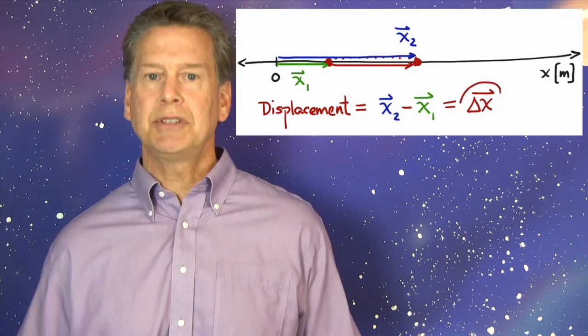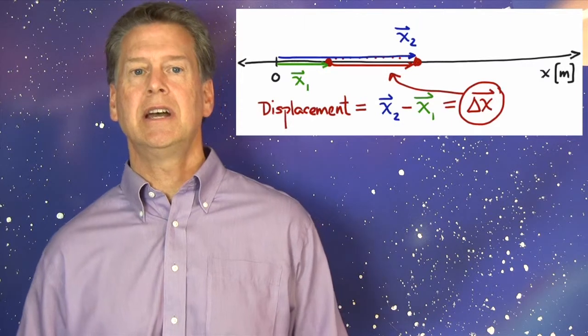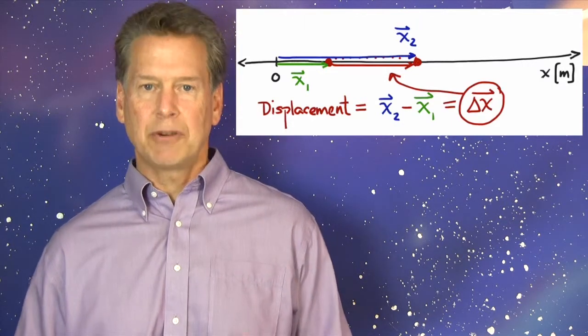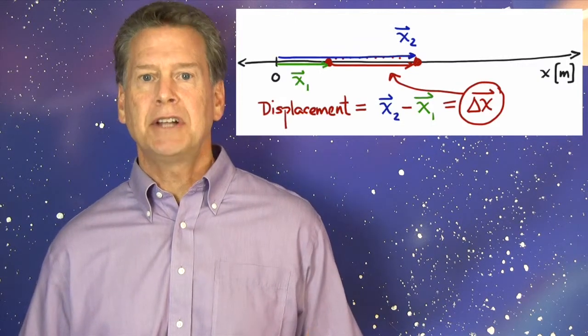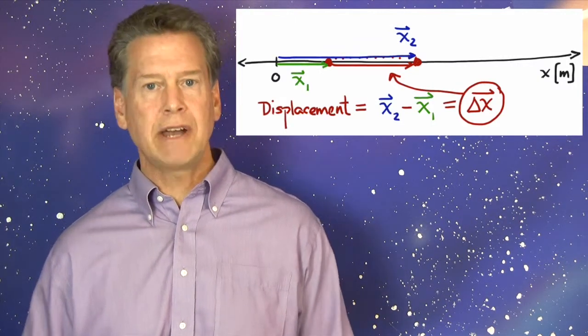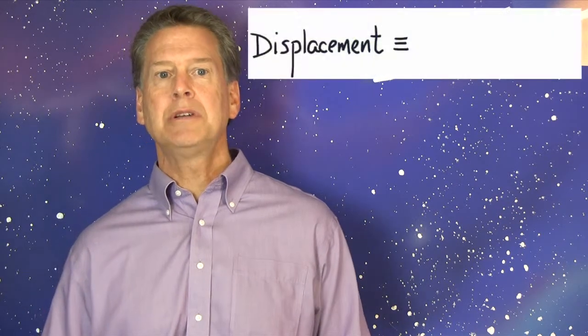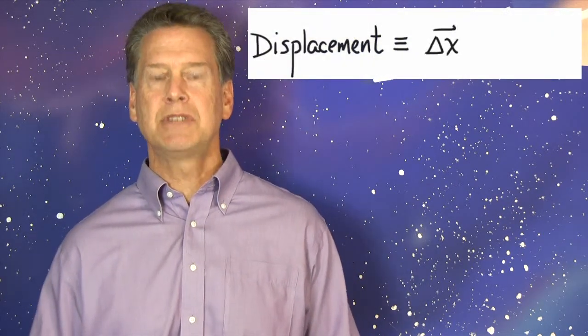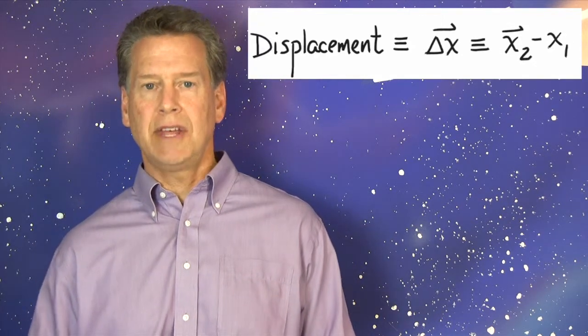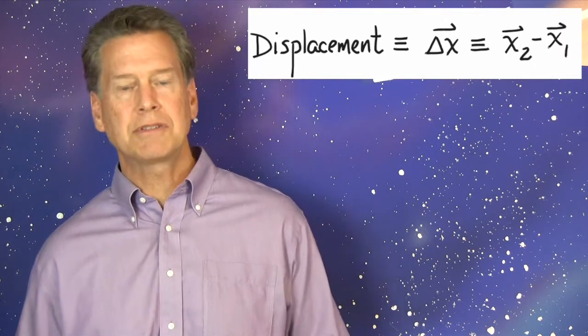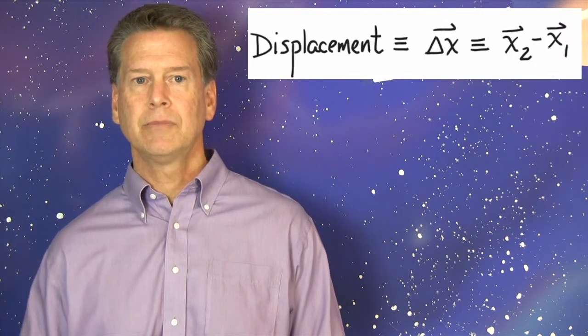Greek letter capital delta, the Greek uppercase D, stands for difference, and it reminds us to subtract. The arrow above the delta x tells us that displacement is a vector quantity. Like position, displacement has magnitude and direction. The magnitude of the displacement is the number of meters of distance moved, and the direction is either positive or negative, that is, either to the right or the left along the axis. This is really much easier than it seems.